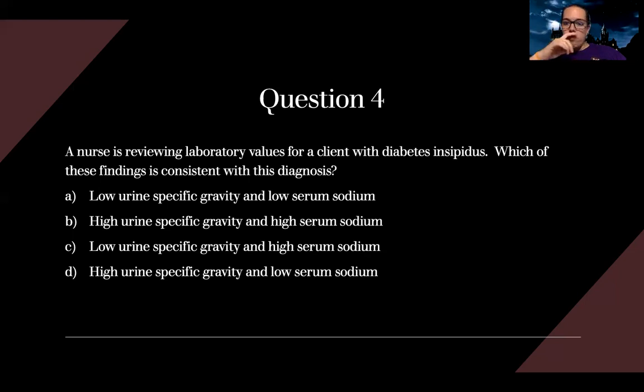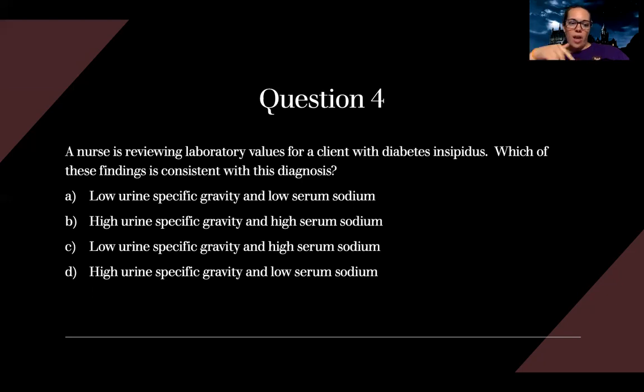With diabetes insipidus, I always think diabetics, they pee a lot. So this patient is going to have a lot of urine. They're going to be peeing, peeing, peeing. And because they're peeing so much, does that mean their urine is concentrated or diluted? This is how I approach these questions. If they're peeing a whole lot, they're going to have very diluted urine because there's a lot of water, not a lot of particles.